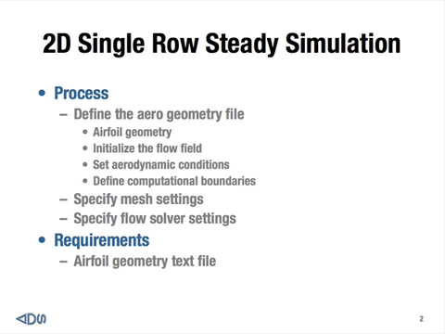Once we've completed the aerogeometry file, we'll specify the mesh settings for code WAND and the flow solver settings for code LEO. Now to set up the case, you'll need to have a text file that defines the airfoil geometry with a known number of points and a known input format.